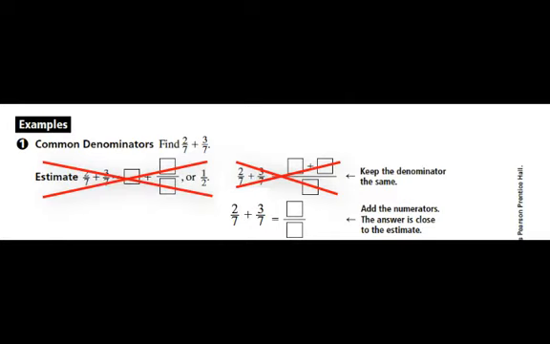For example number 1, we already have common denominators. We have 2/7 plus 3/7. When we add or subtract fractions, once we have that common denominator, that denominator is our answer. Then we add or subtract the numerators. In this first one, 2/7 plus 3/7 would give us 5/7. That answer is already in simplest form, so we don't have to reduce the fraction.